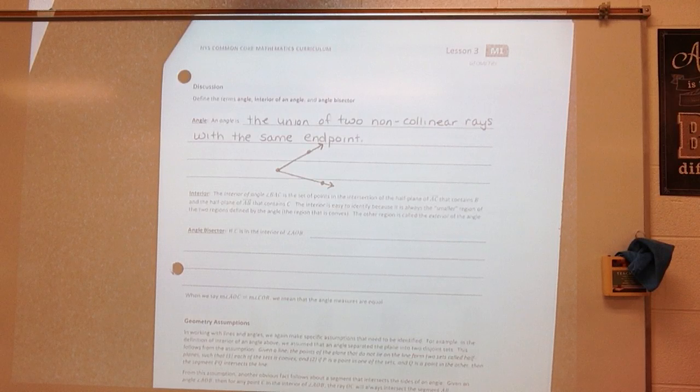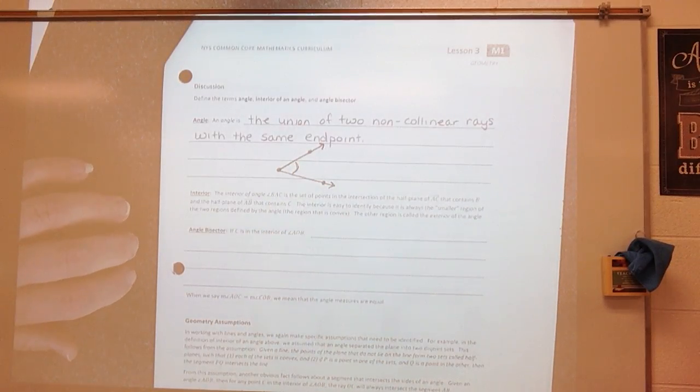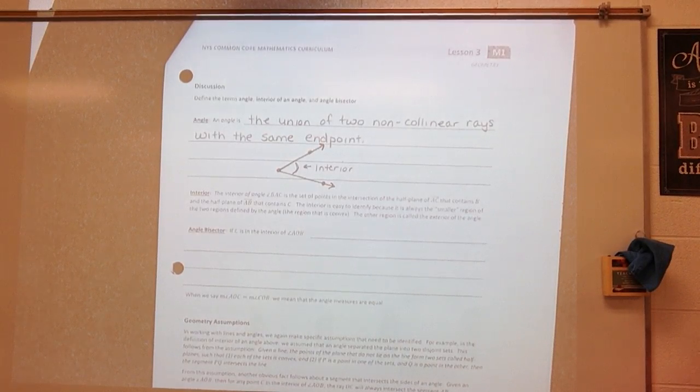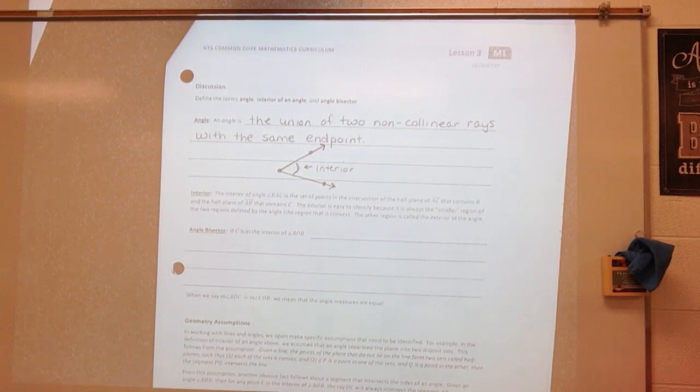Every angle has two angle measurements. All right? Every angle has two measurements. This part right here is what we call the interior. So I can measure the interior of my angle. The interior of an angle, angle BAC, is the set of points of the intersection of the half plane of AC that contains B and the half plane of AB that contains C. The interior is easy to identify because it is always the smaller region of the two regions defined by the angle, the region that is convex. So the smaller part, the inside, if you will, of the angle is the interior of the angle.